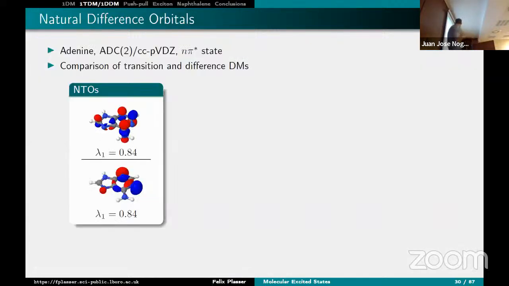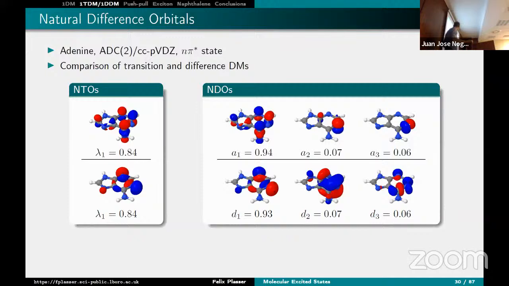So basically, now the question was, we want to compare transition density and difference density. So we said, for example, now this is an n pi star, so it's a natural transition orbital study. Okay, go from this n orbital to pi star orbital, and then this is the transition density. This is the difference density, and you see the difference density has the same initial contribution from the n orbital to the pi star orbital, but then you have these extra contributions, and it turns out that these extra contributions can be related to orbital relaxation.